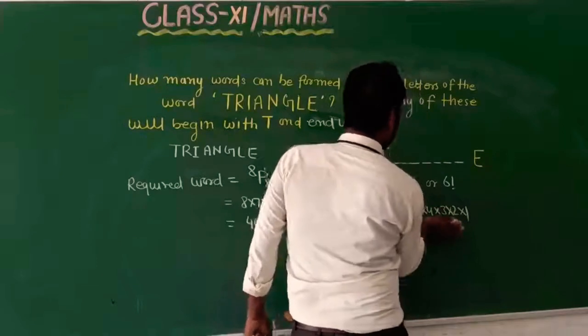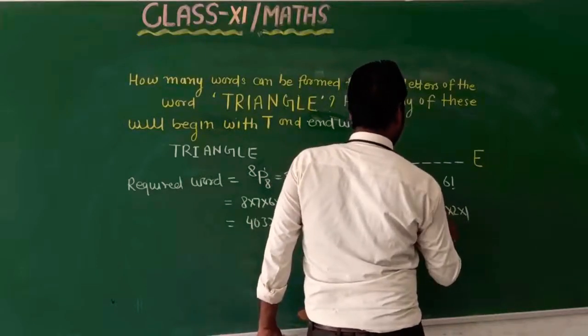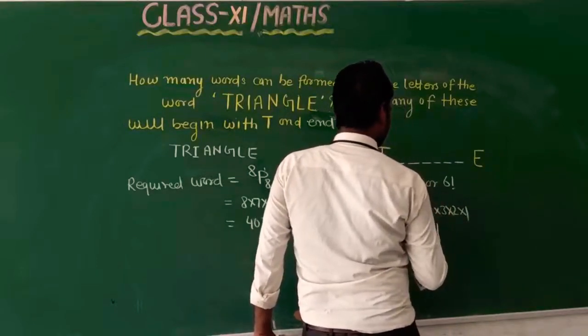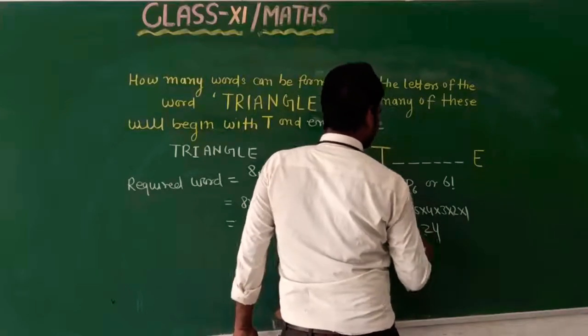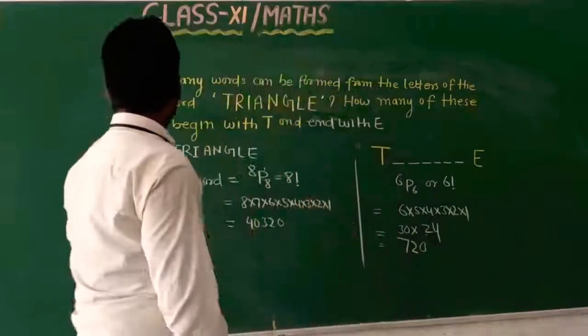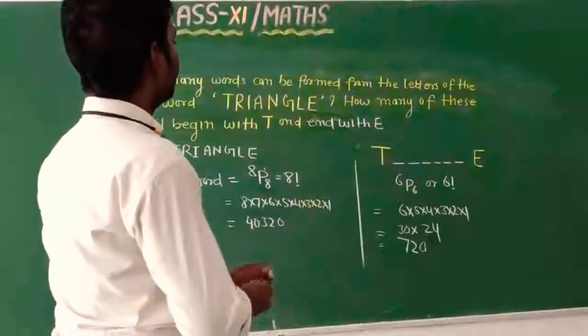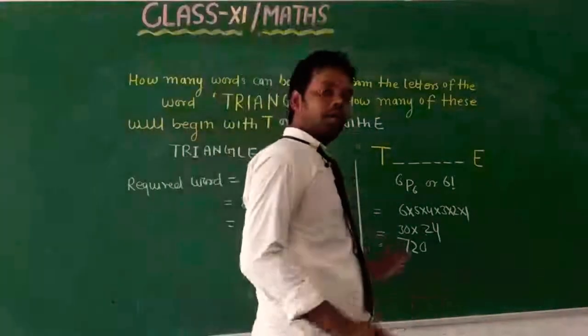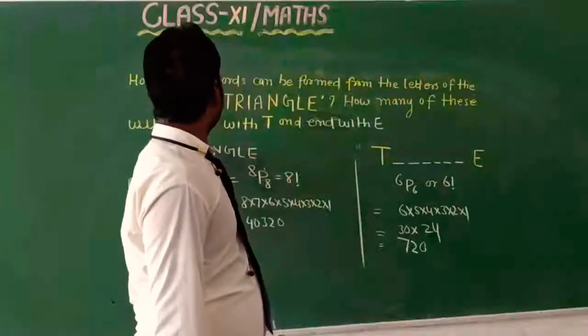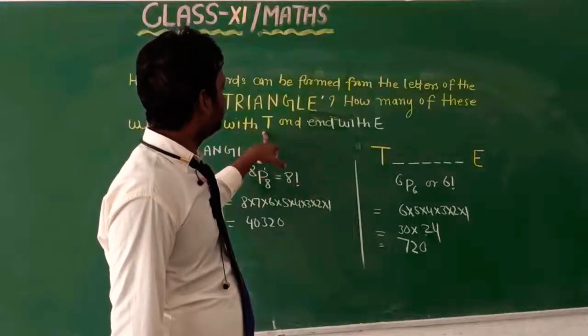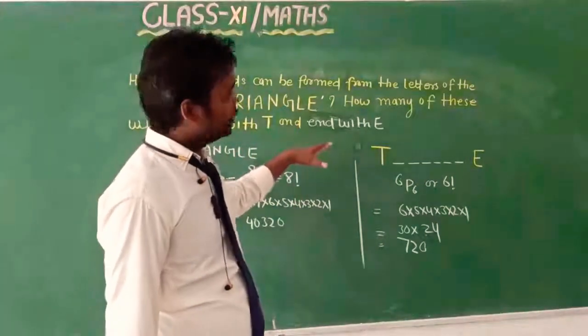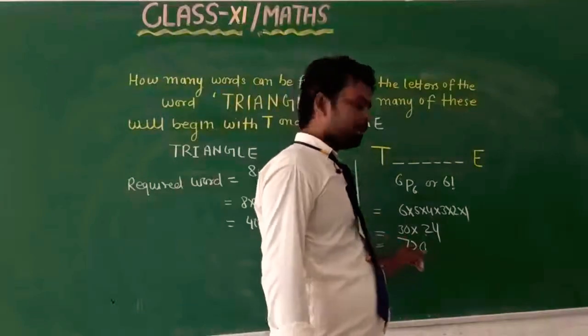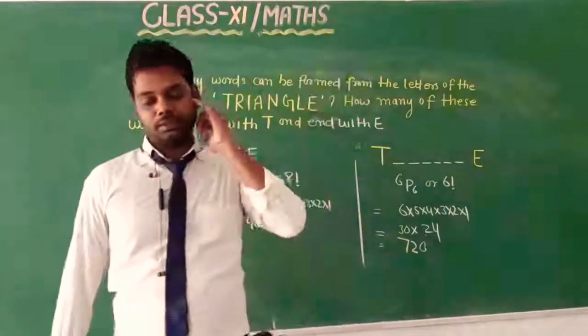This is 24 and 7 to 0, 30. So we will get the total number of words when beginning with T and ending with E is equal to 720.